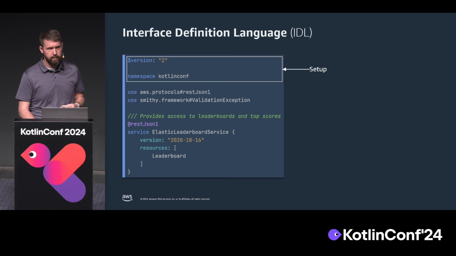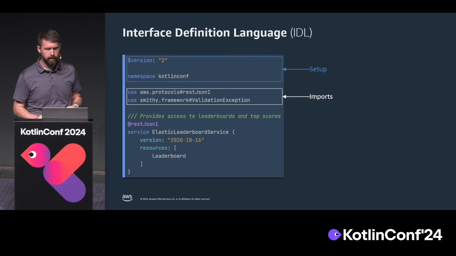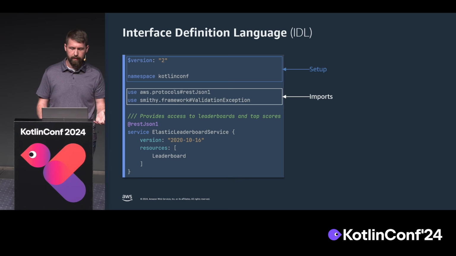Next we give the file a namespace. Every shape in Smithy belongs to a namespace. Here we have some use statements. This allows us to refer to shapes from another namespace using an unqualified name. It's very similar to a Kotlin import statement.